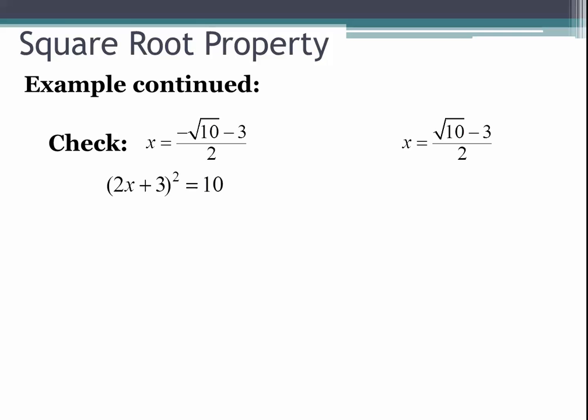Always be sure that there's no perfect square hiding underneath the square root symbol. In this case, there is not a perfect square hiding in there, so we're good to leave this as is. Our solutions are x equals negative square root of 10 minus 3 over 2, and x equals positive square root of 10 minus 3 divided by 2.